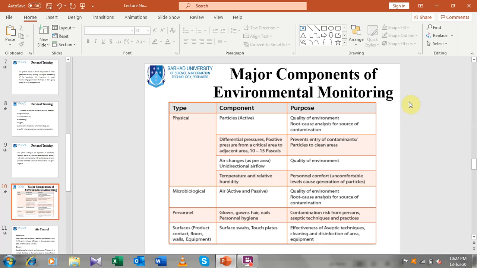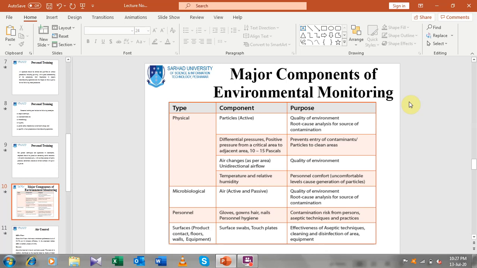Suppose I say class A area and class B area: the difference between class A and B area, that is the differential pressure, should be 10 to 15 Pascal. Suppose the pressure in the class A area is 40 Pascal, then in the class B area it will be less than 40 minus 10 or 40 minus 15 Pascal. 40 minus 10 is 30, and 40 minus 15 becomes 25 Pascal. It should be 25 to 30 Pascal.